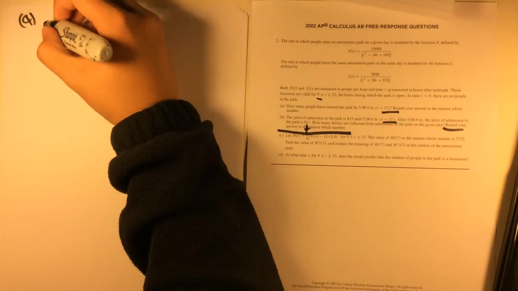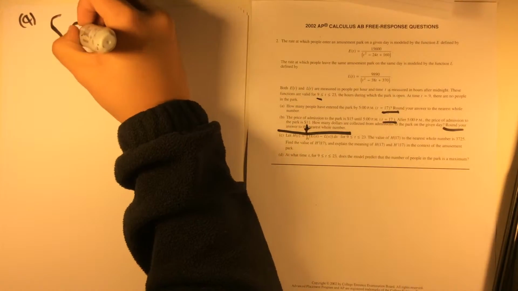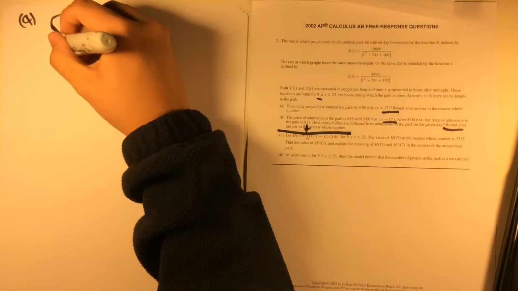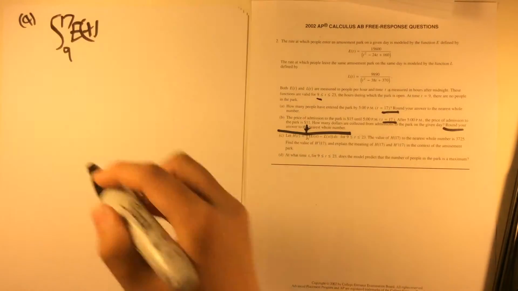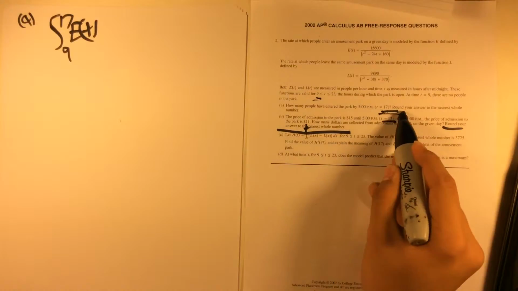How many people have entered the park at 5 p.m.? T equals 17. Give your answer to the nearest whole number. It is basically an integral. This is a rate, so all you need to do is an integral to get the number of people. So, the integral of E of t from 9 to 17.